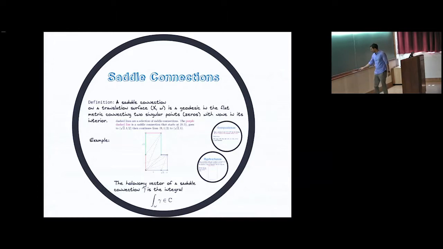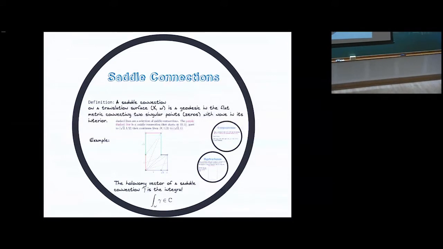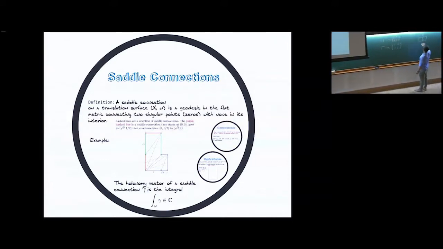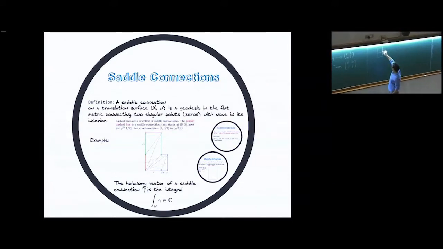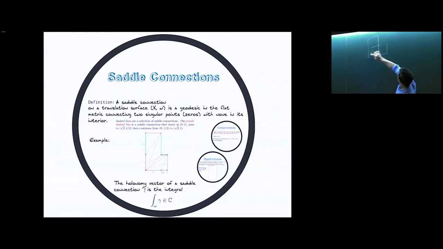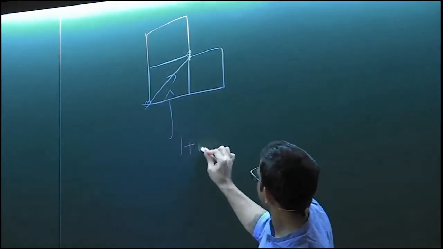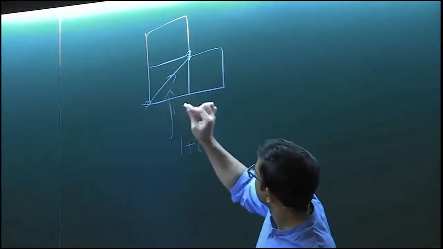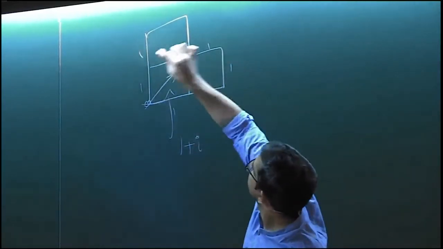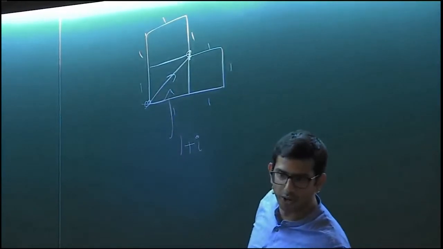So for example, let me just draw one example here. Let's say I had an L, which was made up of 3 squares, okay? All of these were length 1. So there's a saddle connection. Its holonomy vector is just 1 plus i, because I went 1 up if these are unit squares. Right? I went 1 up and 1 across.